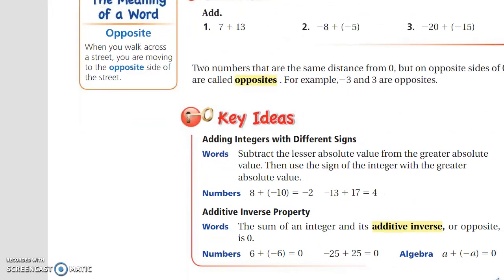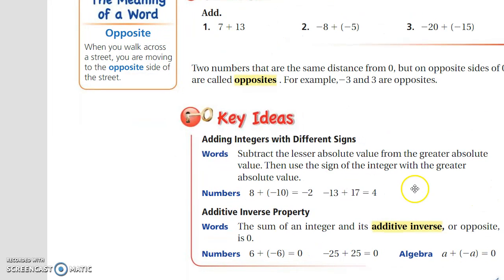Okay, let's take a look at another rule to help us out when we are subtracting. So we're going to subtract the lesser absolute value from the greater absolute value. So we look at our two numbers, see which number will have the larger absolute value, and then we subtract those and use the sign of the integer with the greater absolute value. So if I have 8 and negative 10, I take the absolute value of negative 10, which is 10, and I subtract 10 minus 8 is 2, and then I use the sign of my larger number to get negative 2.